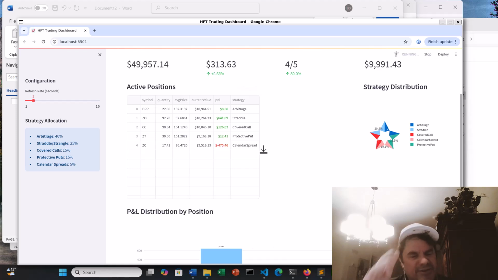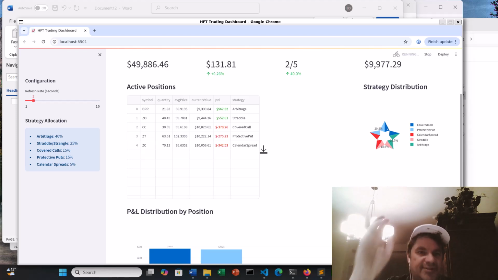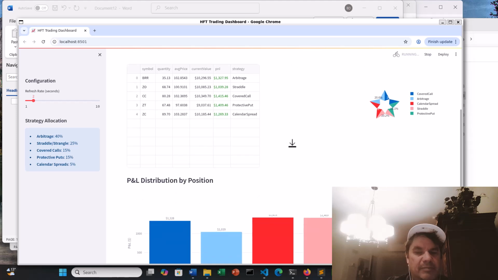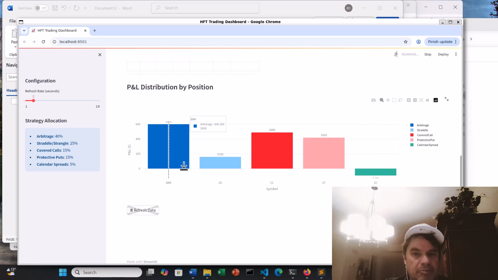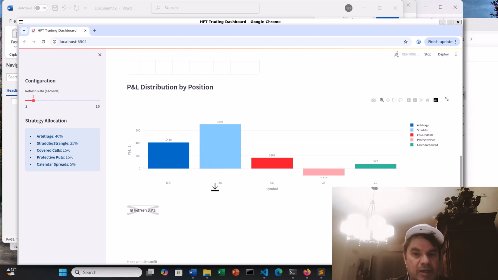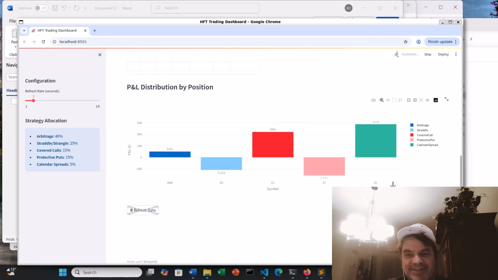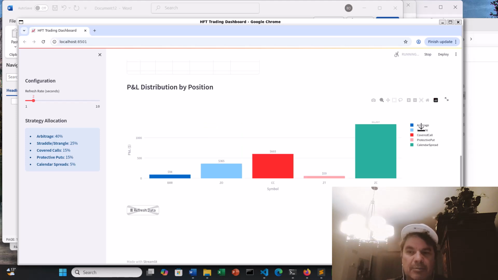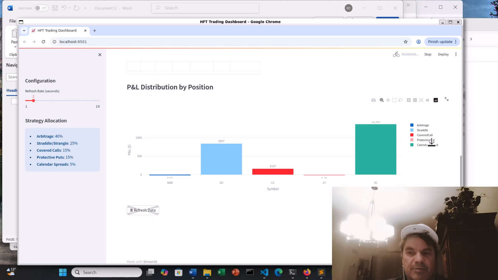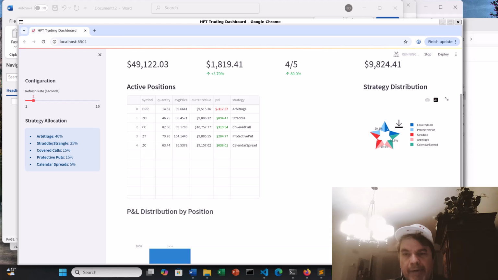Again, this is an entire HFT, high frequency trading system, live performing, simulated data, of course. So here's our P&L by position. Got a Bitcoin here. I can't remember what CC, ZT, ZC are, but these are all our different types of strategies. We've got arbitrage, straddle, covered call, protective put. So here's our breakdown, by percent.